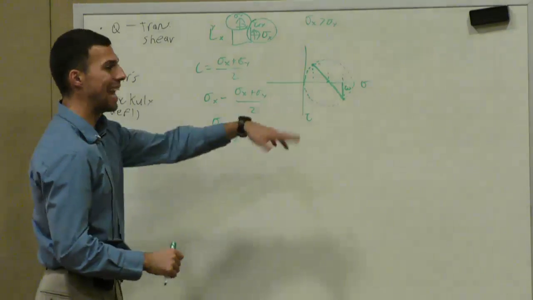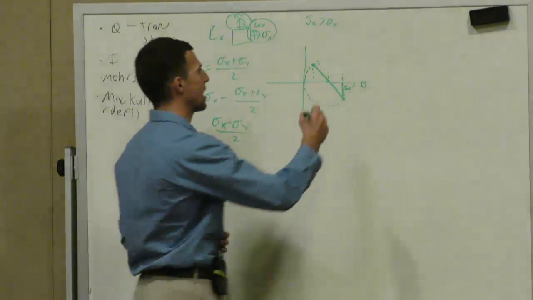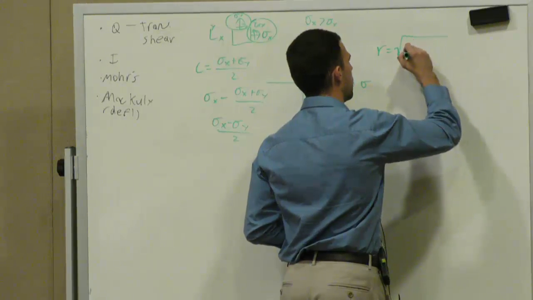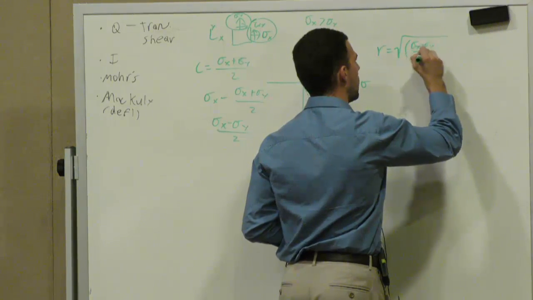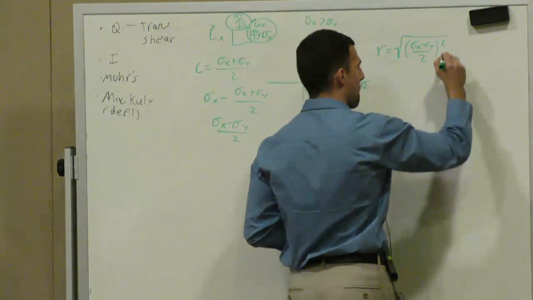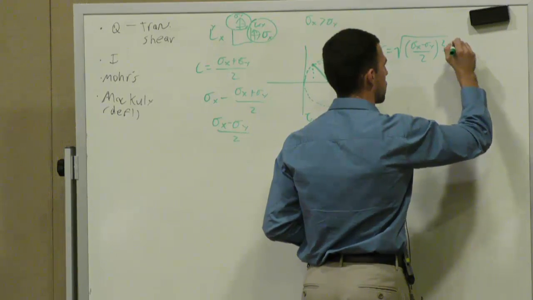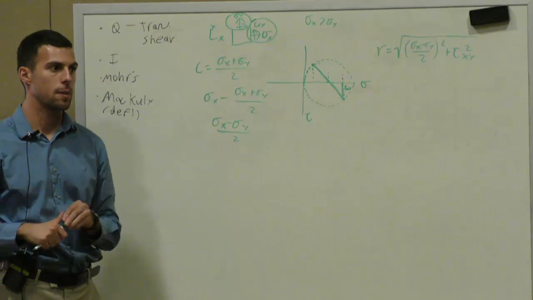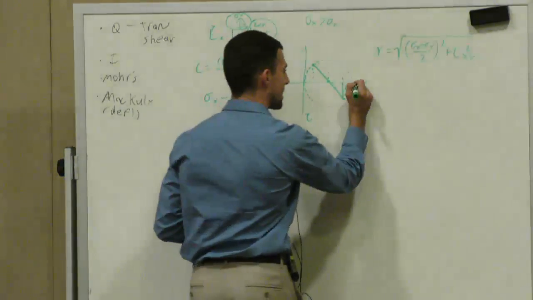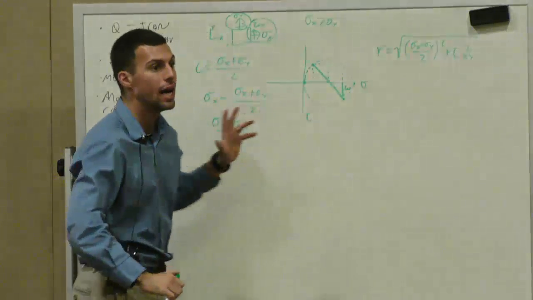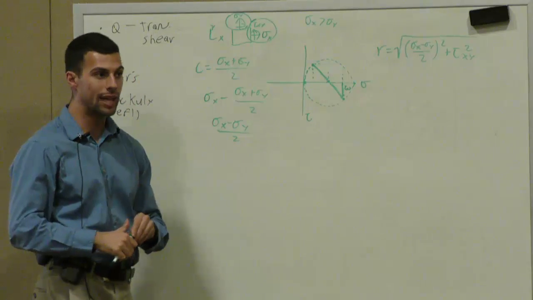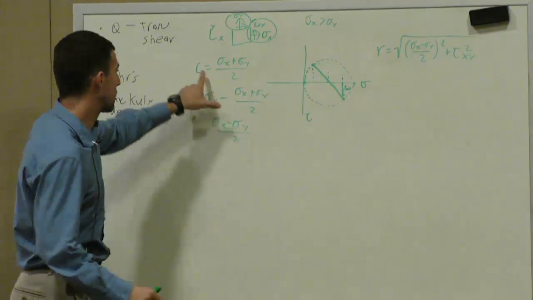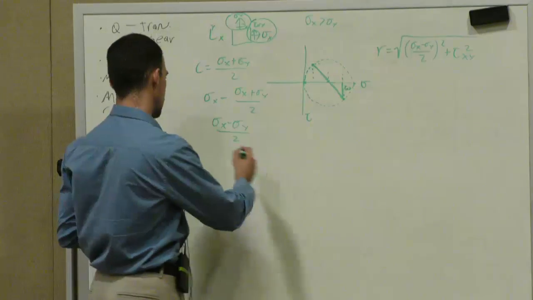And so we can now do Pythagorean theorem and say that our radius is equal to the square root of sigma x minus sigma y over 2 squared plus tau xy squared. Okay, so now what are some other points that we can establish? We can now get these max and min, right, where the circle intercepts that axis. How can we get those? Center plus or minus your radius, right? So you can say that.